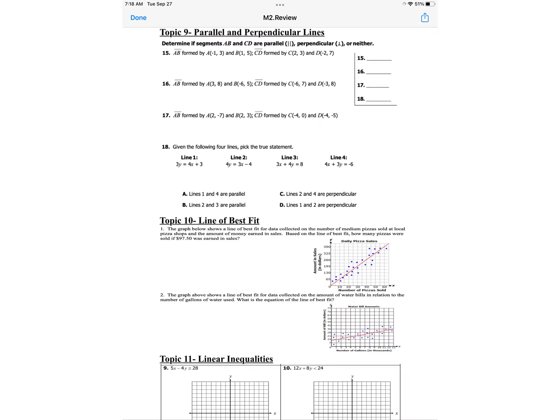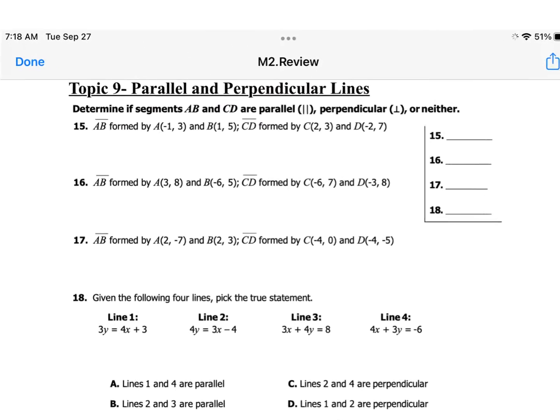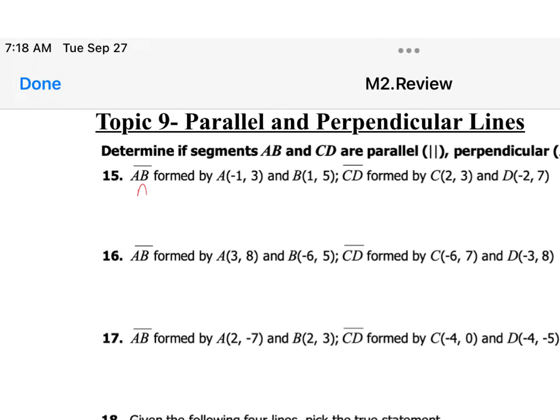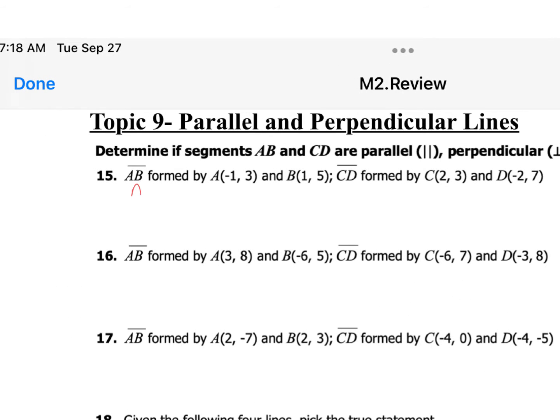Okay. All right, topic 9, parallel and perpendicular lines. Remember, you got two ways to do these. You can use the slope formula, or you can just write the ordered pairs over each other. So I'm going to write the ordered pairs over each other on some, and then on others, I'm going to use the slope formula. So we got -1, 3, 1, 5.